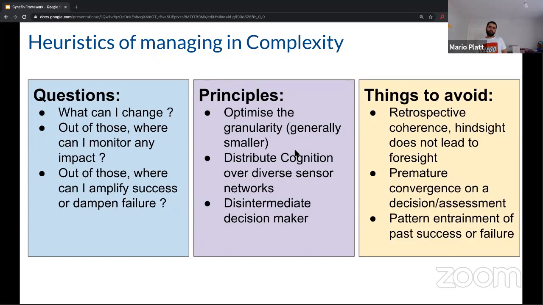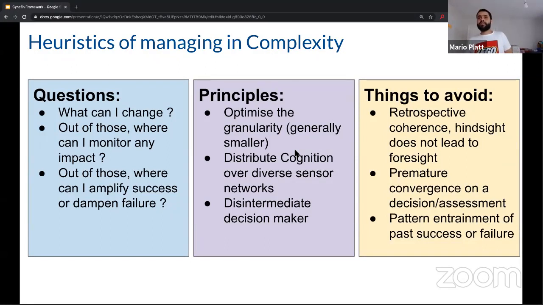And the last one, in terms of principles, is to disintermediate the decision maker. When we are in this type of situation, the decision maker shouldn't necessarily be making the decisions. This is where delegating, or making sure that the people who typically understand the problem better are empowered to make decisions. Obviously, we still need to understand where we can amplify success and dampen failure as well.